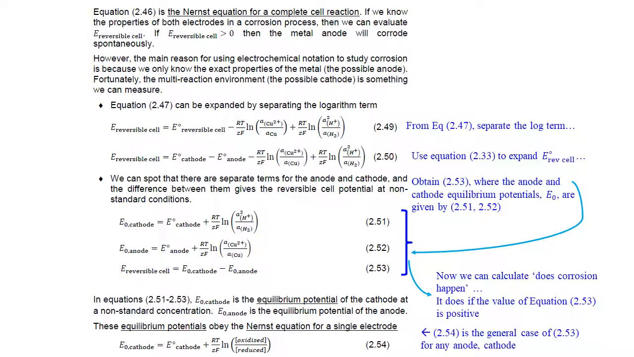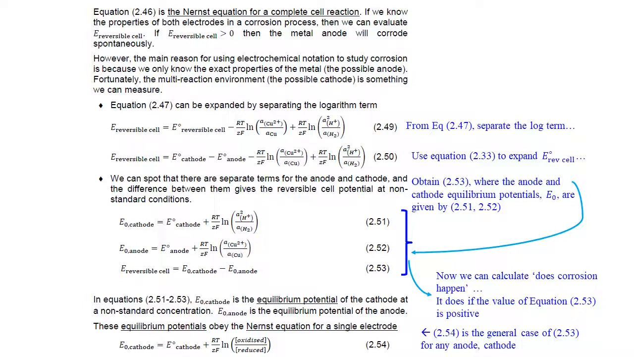Then once we've done that, we expand equation 2.49 into equation 2.50 by remembering equation 2.33, which said that our standard reversible cell potential was equal to the standard electrode potential of the cathode minus the standard electrode potential of the anode. At this point, we inspect equation 2.50, and we see we can simplify it into equation 2.53 by grouping together the cathode terms and the anode terms.